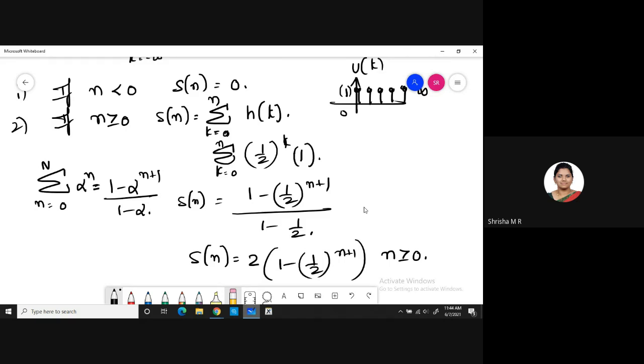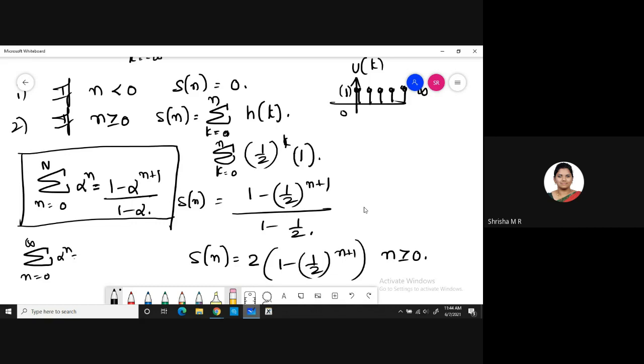Is it clear? This is of this form. Don't confuse it with the other one. Summation, you have a different formula. Summation n is equal to 0 to infinity, alpha to the power of n is 1 by 1 minus alpha. That is different. Don't get confused. You have n is equal to 0 to N, alpha to the power of n is 1 minus alpha to the power of N plus 1 by 1 minus alpha. Got it? Clear, everyone?